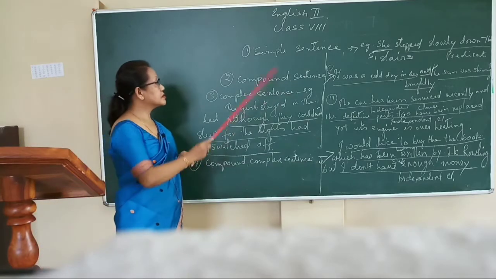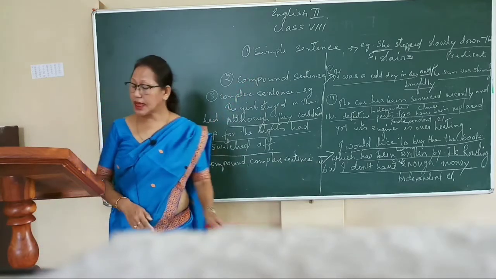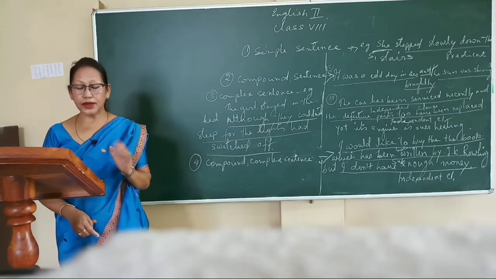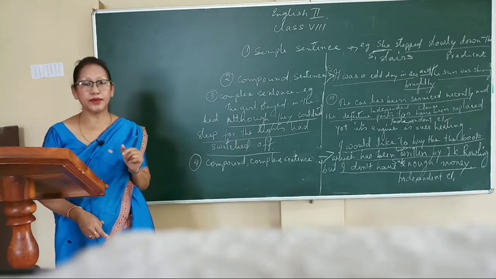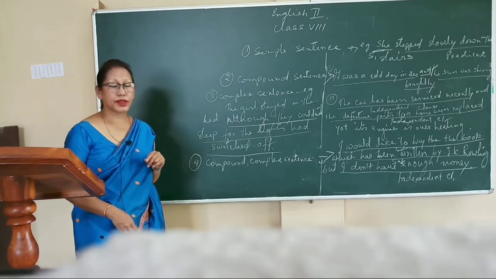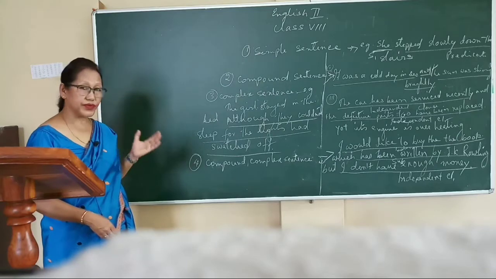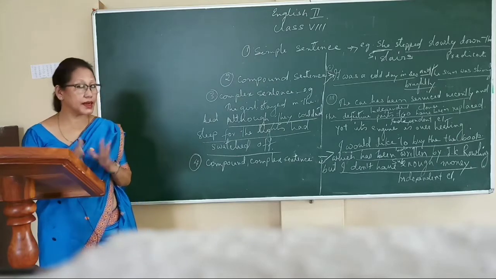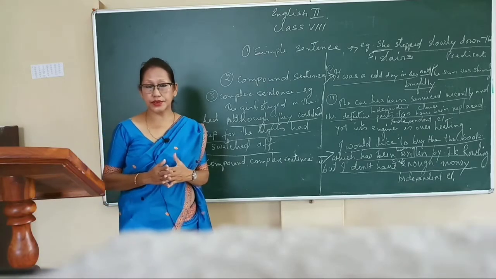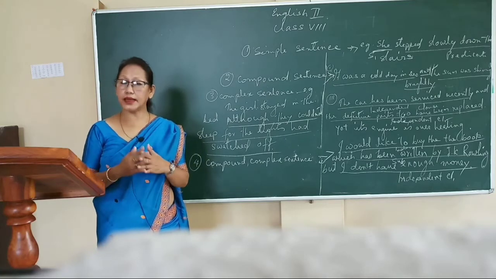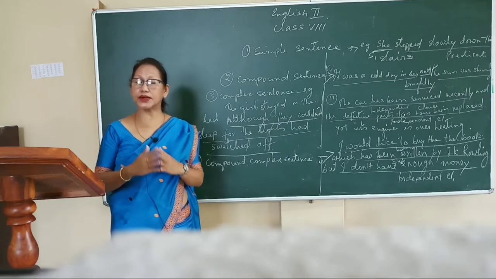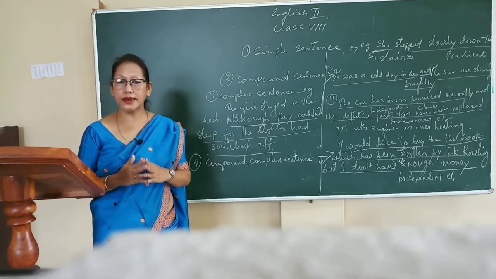Let's first start with a simple sentence. A simple sentence has one main or independent clause with a single subject and a predicate. Now, what is an independent clause? I have explained it already in the previous class. Even then, for your convenience, let me explain it once again. An independent clause is a clause that can stand by itself. An independent clause can give a complete sense by itself.